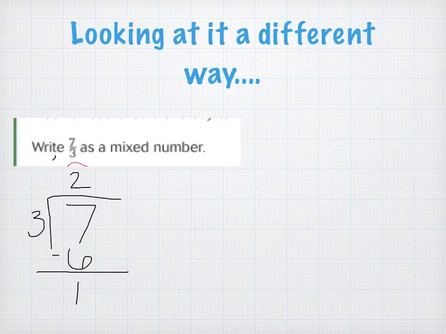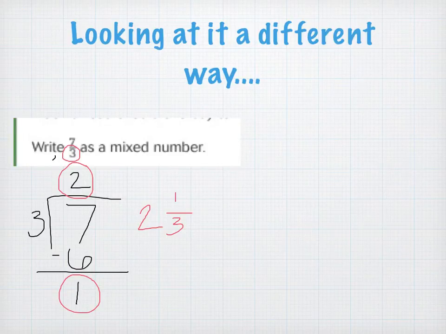I'm going to take 2, and this is going to be my whole number. I know this because I know 3 goes into 7 2 whole times. My denominator of my fraction is going to be the same as the denominator that we had already. It's going to be 3. That never changes. Now when I look at the remainder, this is going to be what my numerator is. So the 1 comes up here. So I know that 7/3 is equivalent to 2 1/3.